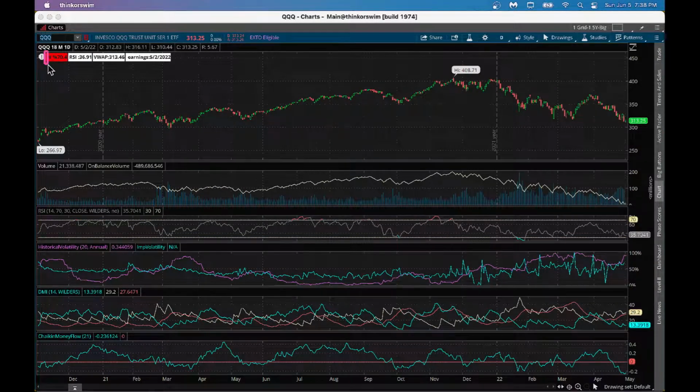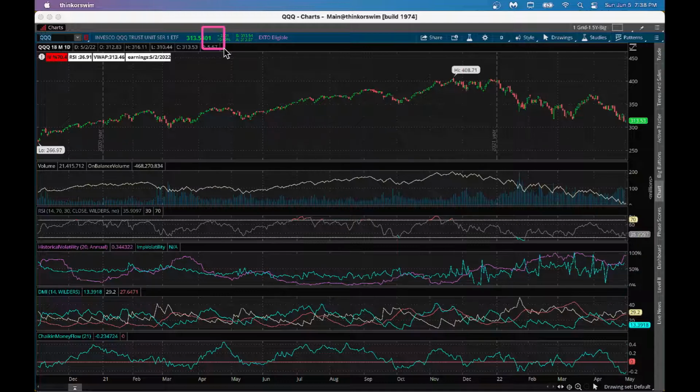IV percentile is relatively high at 70, and the stock is slightly higher today. It's up 1 cent, as you can see here, and it's fluctuating between up and down. So what I would do is really execute this strategy here.